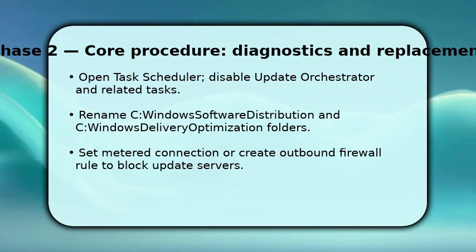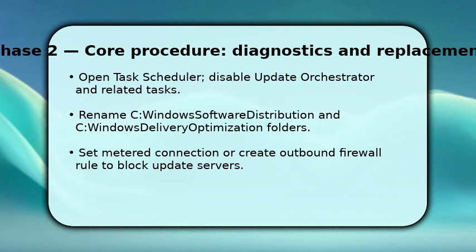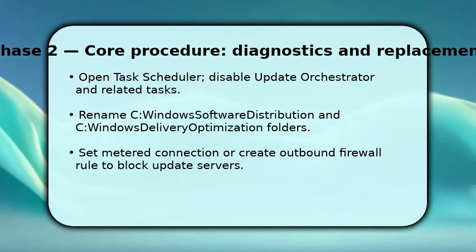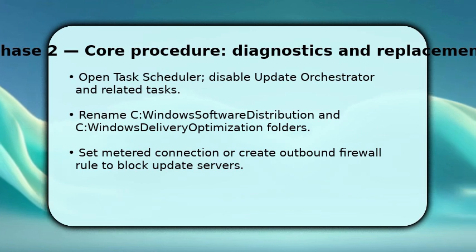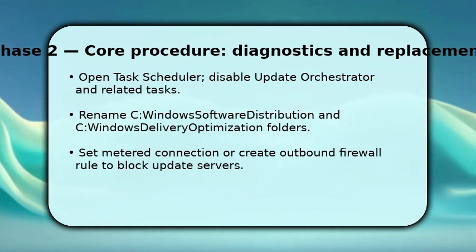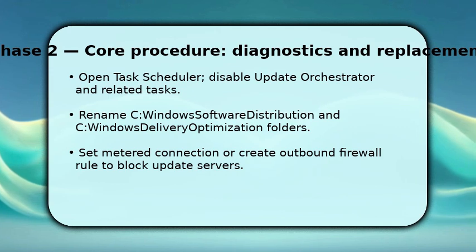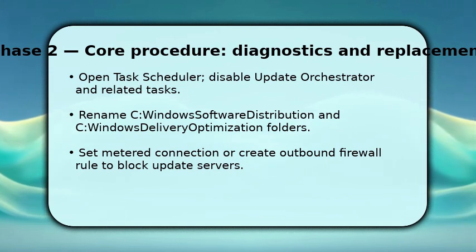Finally, set your network as metered or create an outbound firewall rule to block Windows Update endpoints. This adds a network-level barrier, making the change more resilient. To finish, lock down the change so updates don't return unexpectedly.